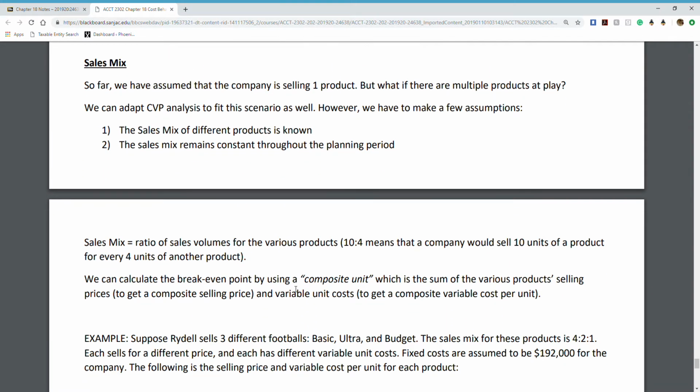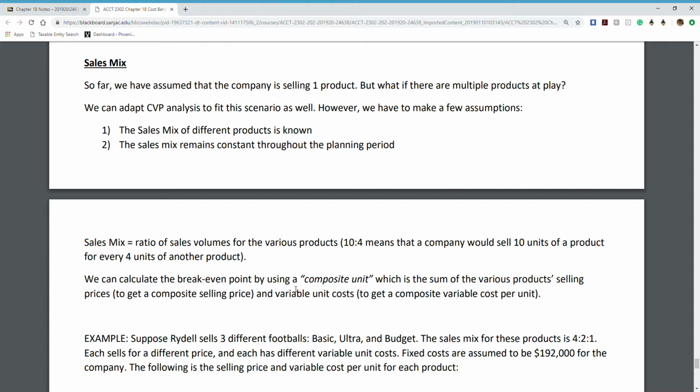Now, here comes the last part: answering the question about sales mixes. So far, this whole chapter, we just thought that they sold one product, one football. A sales mix is when there are multiple products being sold. So, we can adapt the CVP analysis to fit this scenario as well. However, there are a few assumptions we have to make. One, the sales mix of different products is known, and the sales mix remains constant throughout the whole planning period.